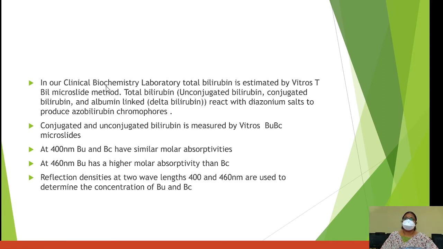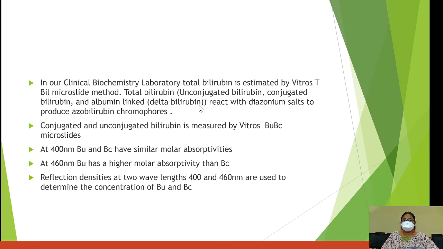In our clinical biochemistry laboratory, the total bilirubin is estimated by Whitrow's total bilirubin microslide method. We are using the reagents in a dry form in the slides. So it is the microslide method. Total bilirubin microslide method measures the total bilirubin. So the total bilirubin includes conjugated bilirubin, unconjugated bilirubin, and the albumin-linked delta bilirubin.